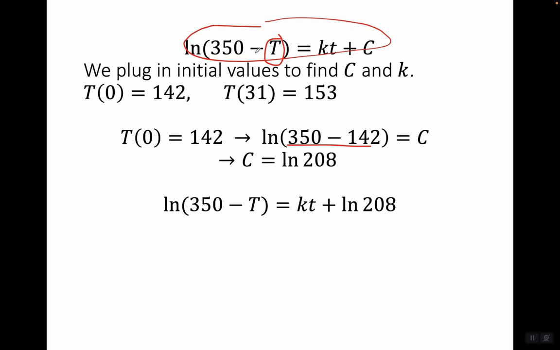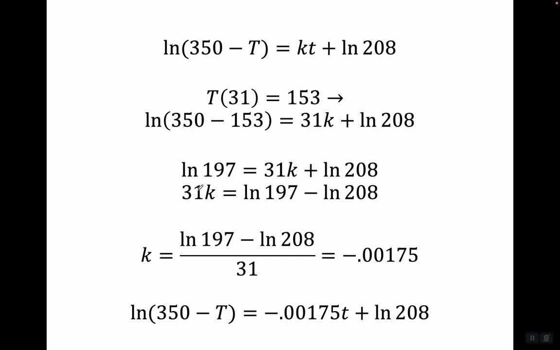That's great. So this equation I've circled at the top is now the natural log of 350 minus T equals kt plus the natural log of 208. Now let's find k. So again, we start off with this solution. T of 31 equals 153. Plug in little t equals 31 and capital T equals 153. And we end up with the natural log of 350 minus 153 equals 31k plus natural log of 208.